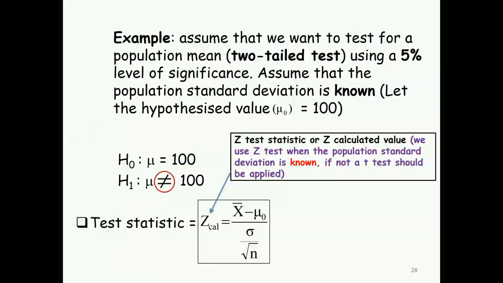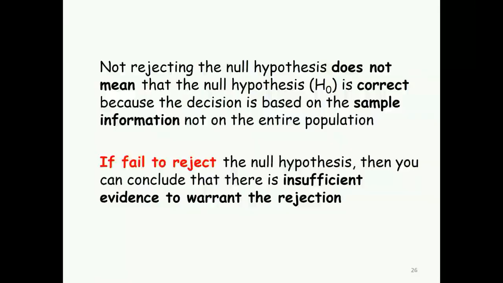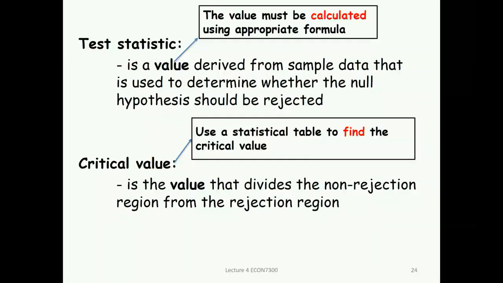Okay, now let's go to the example. This is simply a two-tailed test. Assume that the population standard deviation is given. This is how we calculate the test statistic. The test statistic is this one. The test statistic.